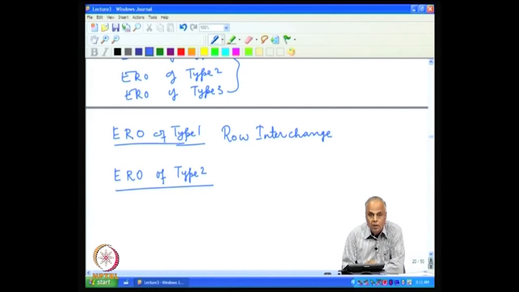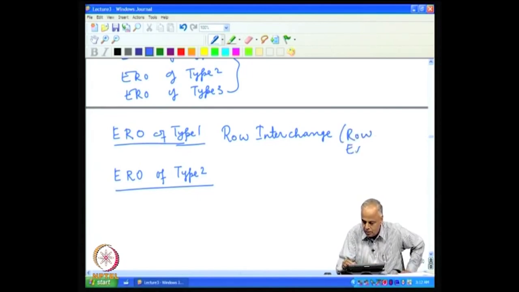What do you mean by, well, let me repeat again. When I say row interchange, suppose I have a matrix with 10 rows, I may pick the second row and put it in the fourth place, that is, that second row becomes the fourth row, and I will take the fourth row and go and put it back in the second row. So, the second and the fourth rows exchange position. So, they are also called row exchanges. Two rows exchange their positions.